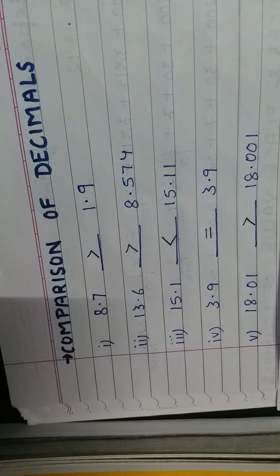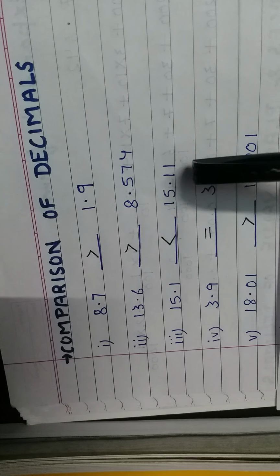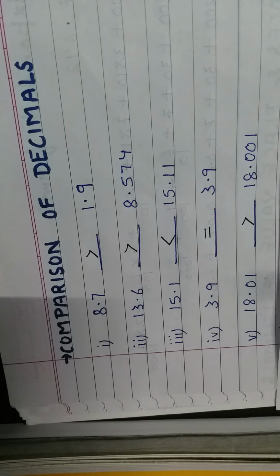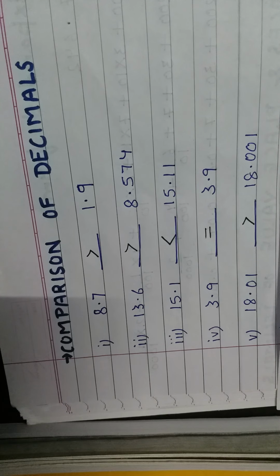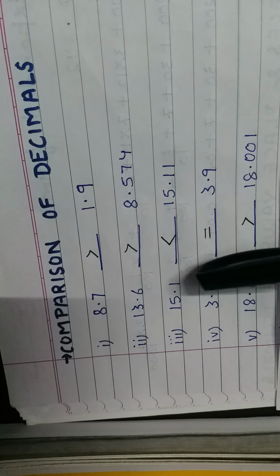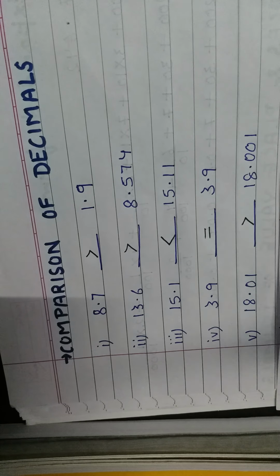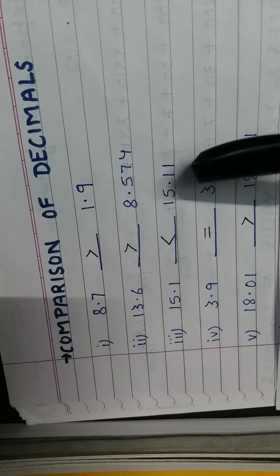Let's see the next one. In the third one, we have 15.1 and 15.11. As you can see here in the whole number part, we have the same number, that is 15 and 15. So we will move to the decimal part. In the decimal part, the very first place is called the tenths place. So here at the tenths place, we have 1, and here also we have 1.